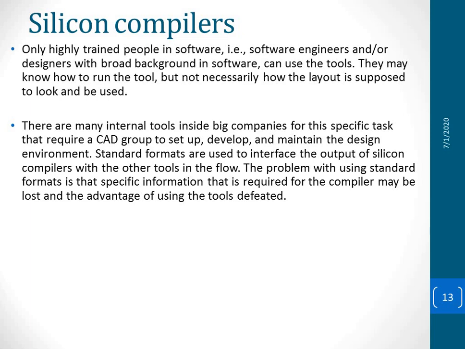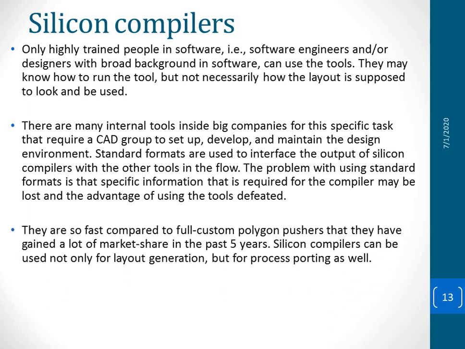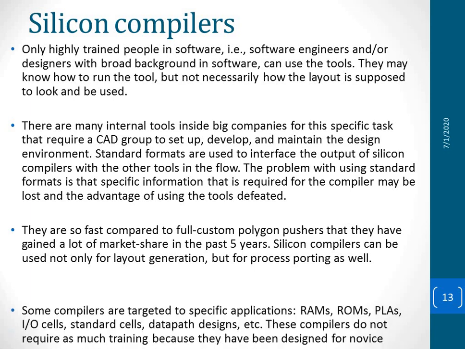Standard formats are used to interface the output of silicon compilers with the other tools in the flow. The problem with using standard formats is that specific information that is required for the compiler may be lost, and the advantage of using the tools will be defeated. They are so fast compared to full custom polygon pushers that they have gained a lot of market share in the past 5 years. Silicon compilers can be used not only for layout generation but for process porting as well.